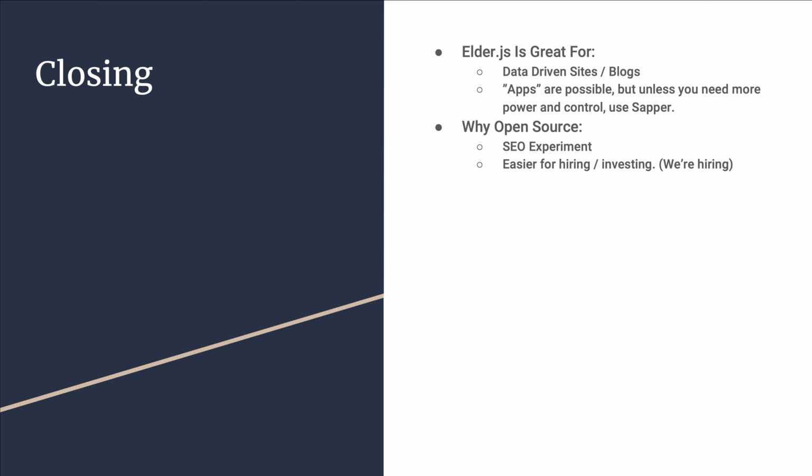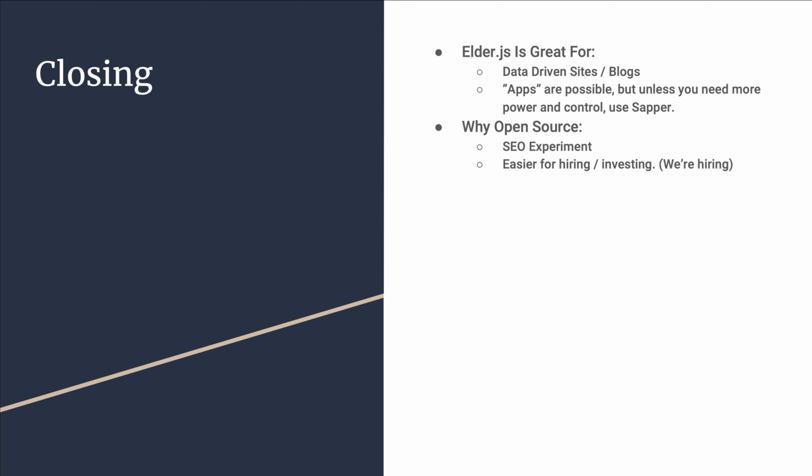One thing I want to touch on is the reason we open source this is it's an SEO experiment. All of the docs are hosted on elderguide.com, and the goal is that if people write about Elder.js, they link to Elderguide. So far, it doesn't seem that those links are serving us, but it's still early. It's an SEO experiment. Also, we're interested in hiring.